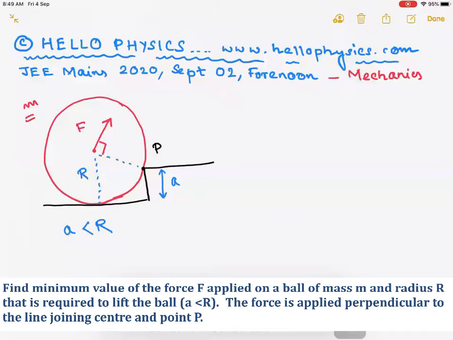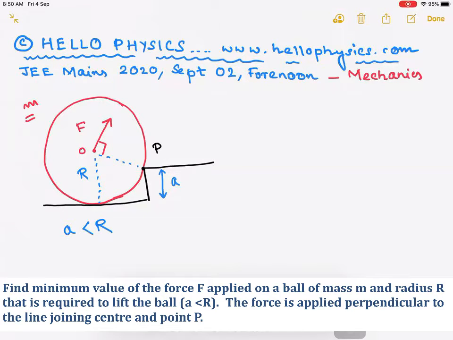In this problem, there is a ball which is kept near a step and a force is applied at the center in the direction as shown, and you have to find out the minimum force that should be applied so that the ball gets up the step. Now, this is a tricky problem.